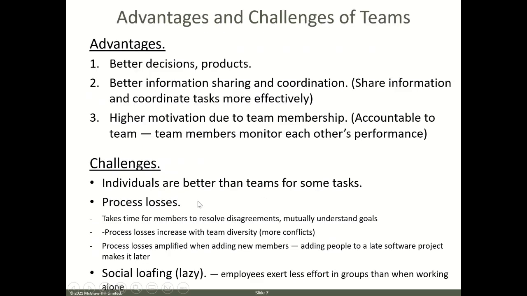Now we have some advantages and some problems or challenges of teams. If we talk about the advantages, there are better decisions and better product or service development. Next, we have better information sharing and coordination. Once we have a team, one word that will definitely come is sharing: sharing of information, sharing of knowledge, sharing of thoughts. Not only sharing, but coordination is there.